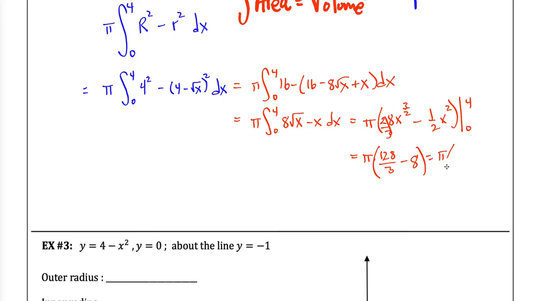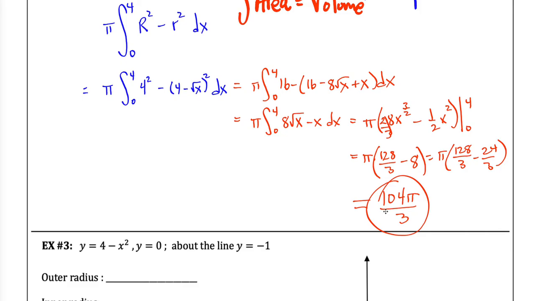So pi times 128 thirds minus 24 thirds, which gives me 104. 104 pi thirds. At least it wasn't 32 thirds. That's what we got, 104 pi thirds. That's what you got too? Yeah. Okay, good. Both of us.